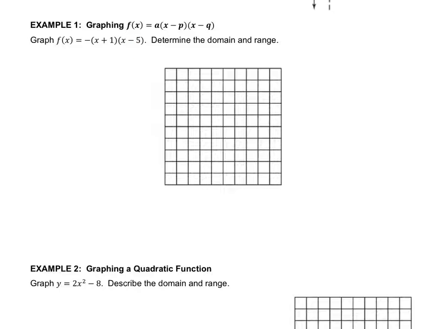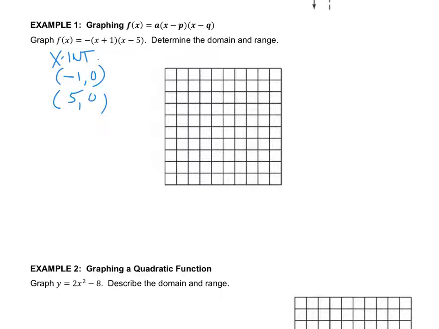So because of that, I already have my x-intercepts for this graph. I have one of them being at -1, 0 from that first binomial, and the second one is at 5, 0 from the second one. So I already have 2 points.